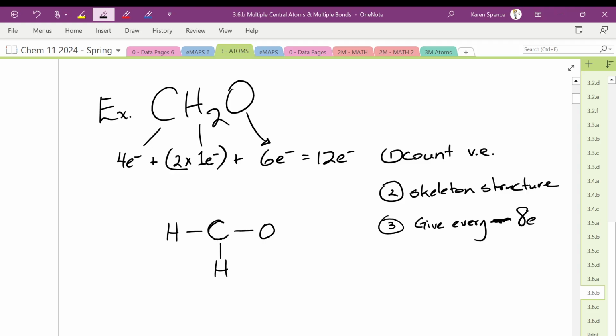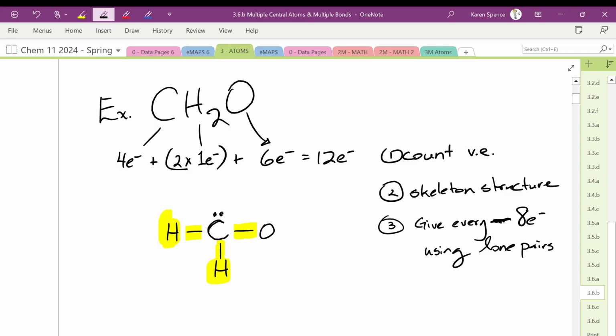Now you're going to give everyone 8 electrons by using lone pairs, other than hydrogen. So if we look at hydrogen, does hydrogen need any lone pairs? No. Hydrogen obviously does not need lone pairs. Does carbon need any lone pairs? Yes. It has 2, 4, 6 electrons from the 3 bonds. So how many lone pairs does it need? 1.